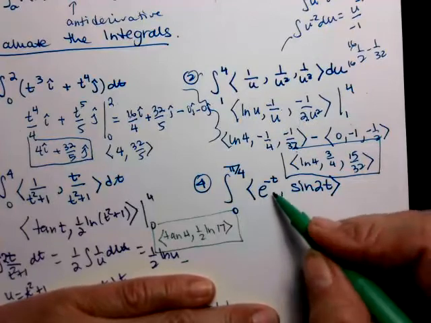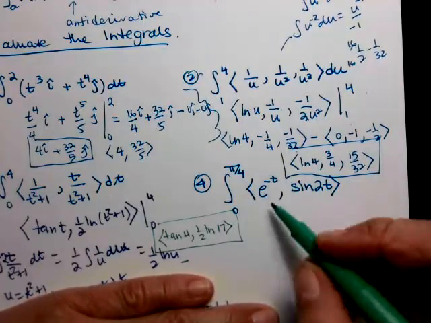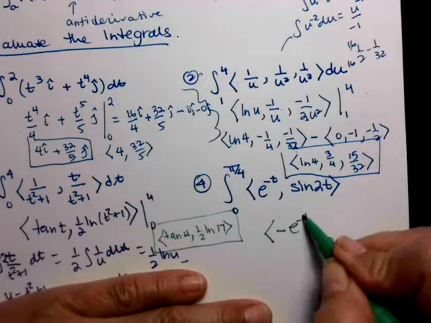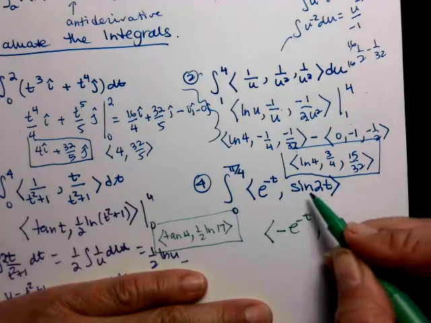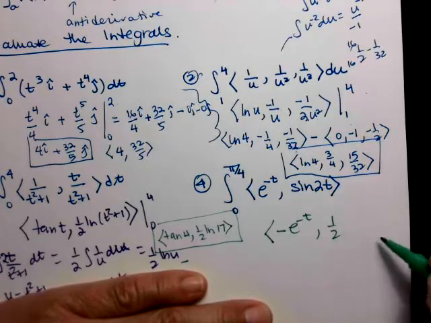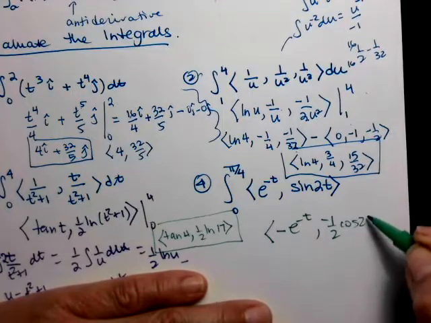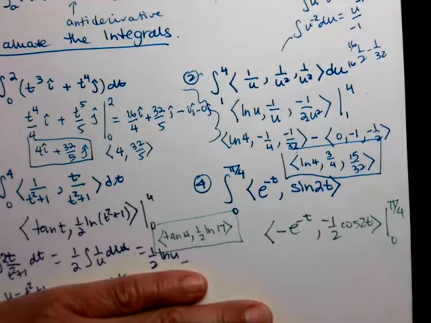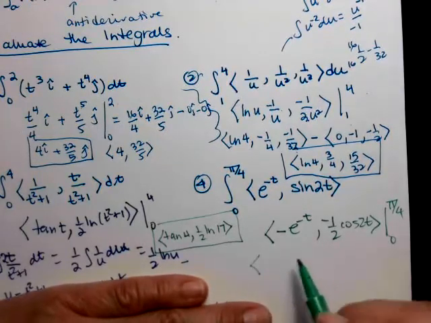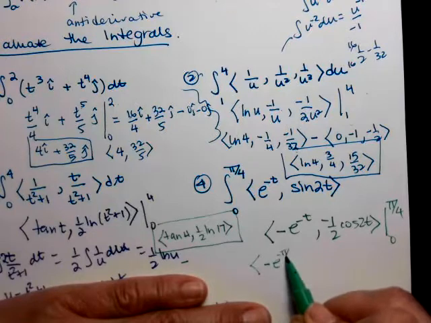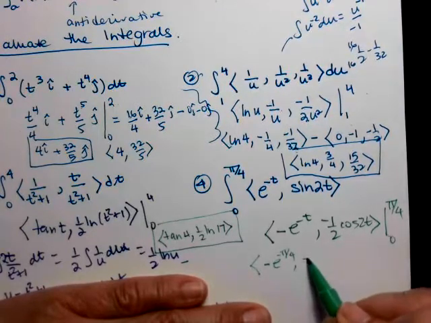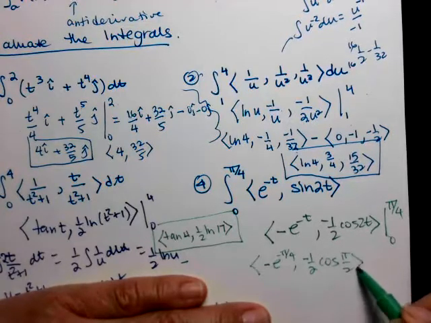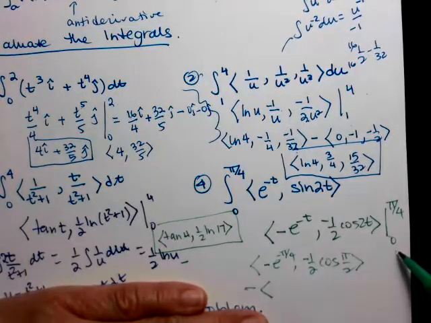So finding our antiderivatives, we'll do our u subs kind of on the fly. So here's our antiderivative. I'm going to have negative e to the negative t. I need a 1/2 sine, which goes to negative cosine 2t, between 0 and pi fourths. So plugging in the pi fourths, I get negative e to the negative pi fourths, comma, negative 1/2 cosine pi halves.